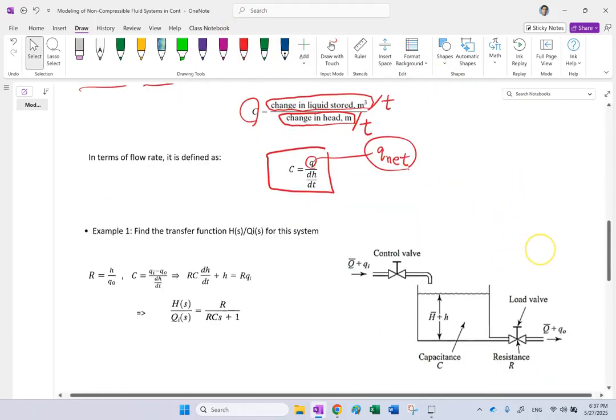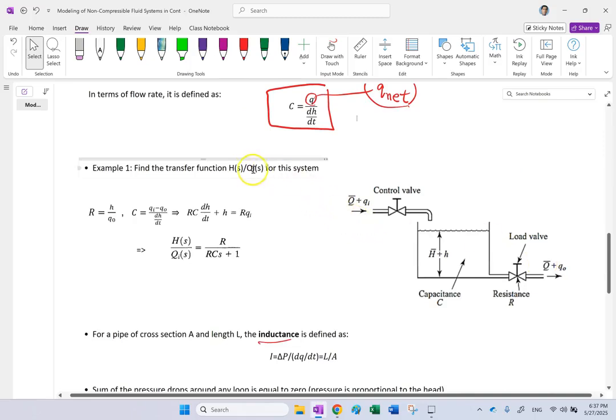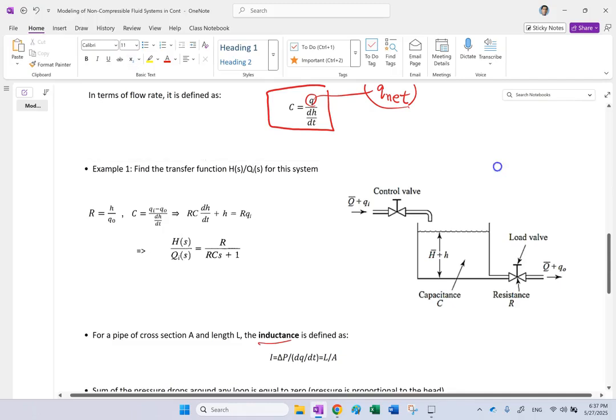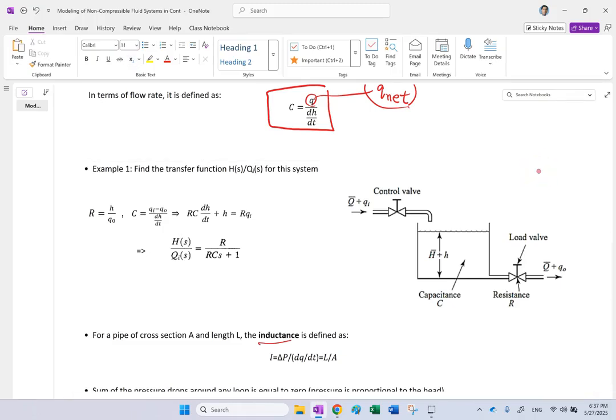Okay, that's capacitance. Now, to show you that, let's look at this example. Here we have one tank, one outlet valve, and one inlet valve. The inlet valve flow rate is Qi, the outlet valve flow rate is Qo, and the height of the fluid in this tank with capacitance C is H. The resistance of the valve is R, and we do not model any pipe here. So we neglect the resistance of these short pipes because, let's say, the L for them is small.